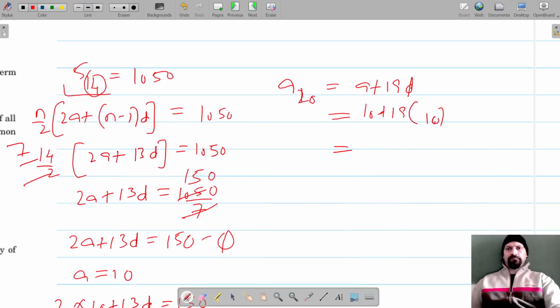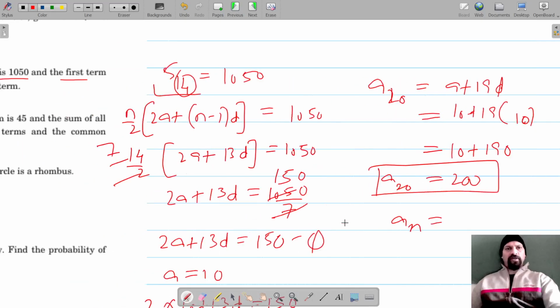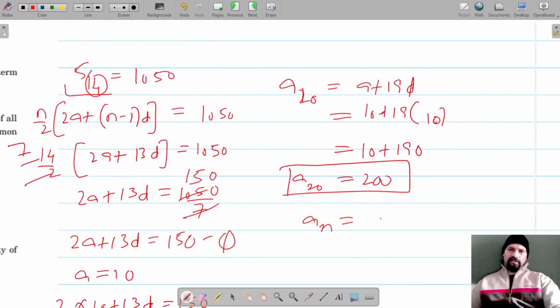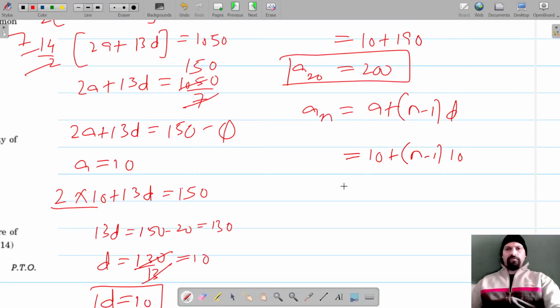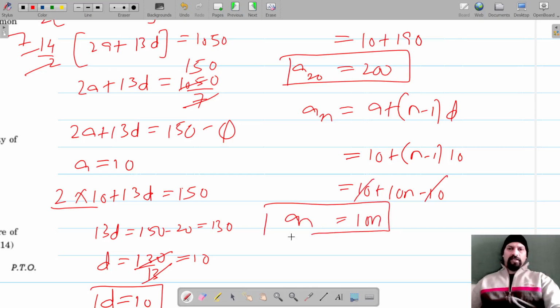So this is 10 plus 190, which is 200. So the 20th term is 200, and the nth term we have to find out. The nth term is given by a plus n minus 1 into d. a is 10, d is also 10. So if I open this bracket, this is 10 plus 10n minus 10. So the nth term is 10n, and the 20th term is 200.